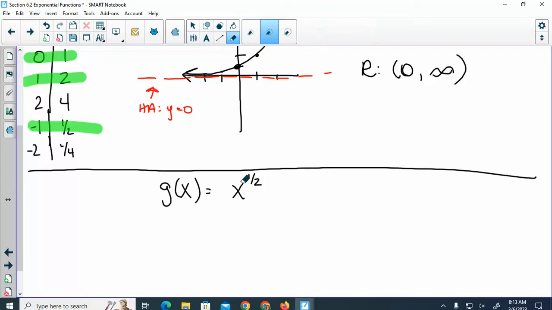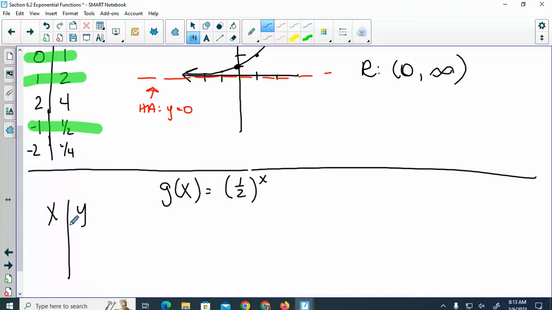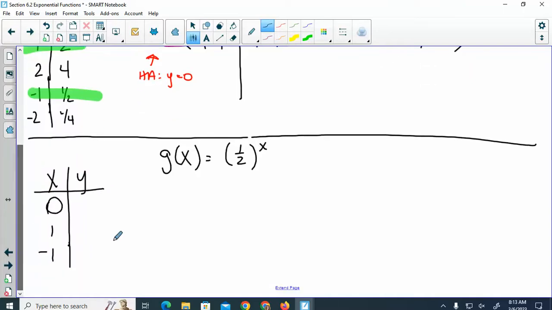The next one was 1/2 to the x. What's the second one? Okay. So if I follow those same rules, I told you bare minimum 0, 1, negative 1. What is 1/2 to the 0 power? What's 1/2 to the first? What's 1/2 to the negative 1? 2.